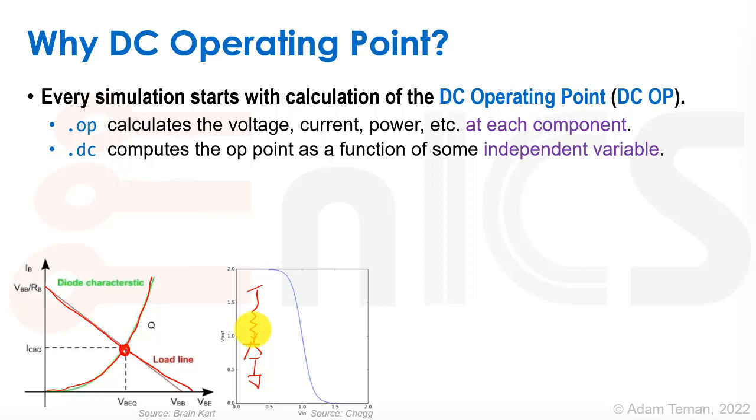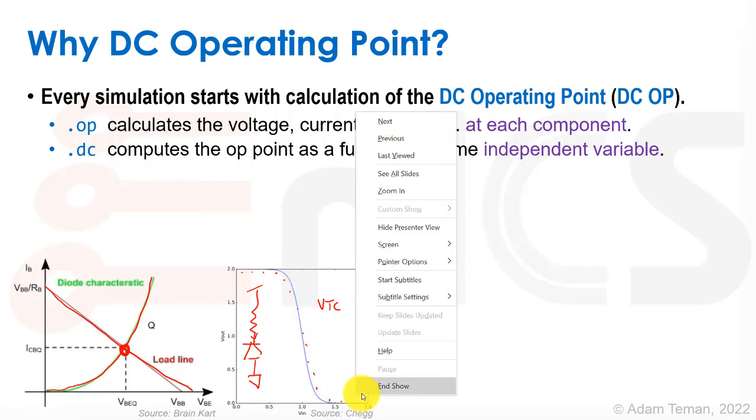The next one is the .dc type of analysis, which is what we call a DC sweep. It computes the operating point as a function of some independent variable. In this illustration, we have a VTC, a voltage transfer curve of an inverter. This is something that I have shown you many times in my other courses, where we have the input voltage over here and the output voltage over here. But each of the points on the curve is just a solution for the DC op.